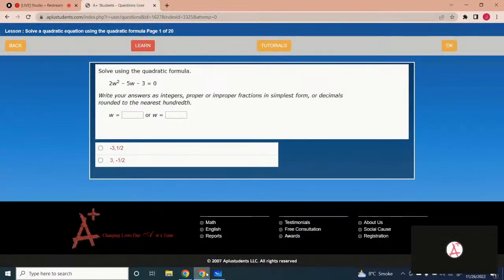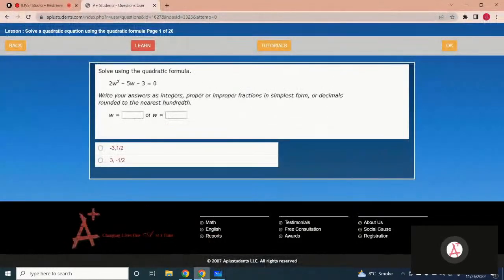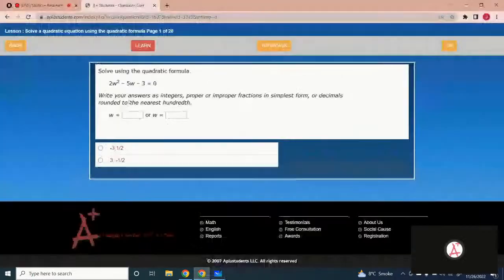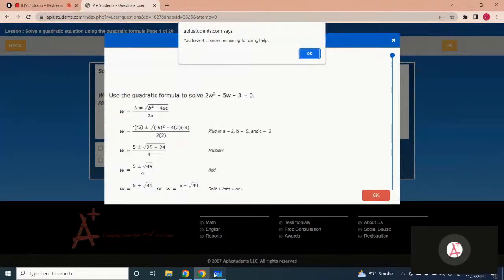So I got the wrong answers. Let me just check why. Okay, a is 2, b is negative 5, c is negative 3. So it would be minus b, minus negative 5, plus minus square root b square. b square is negative 5 square is 25. Negative 4 times 2 times negative 3, negative and negative is positive. 25 plus 24 is square root 29. But why? Oh, 25 plus 24 is 49.